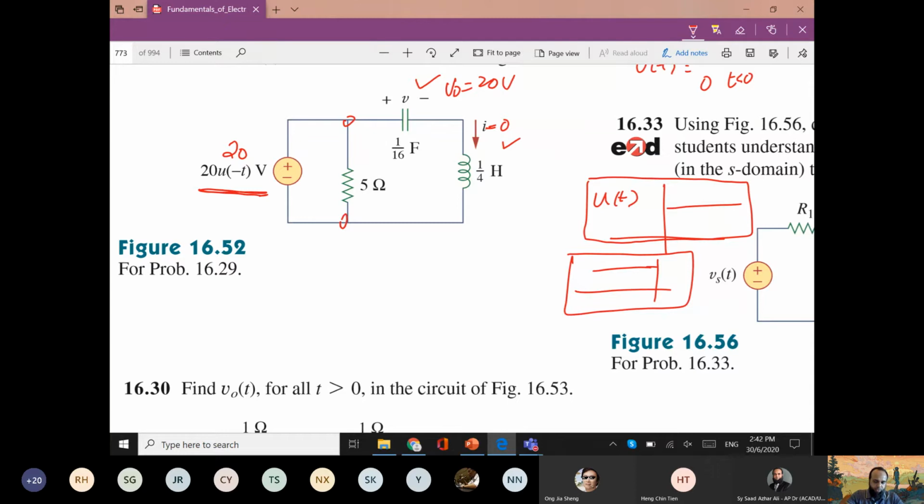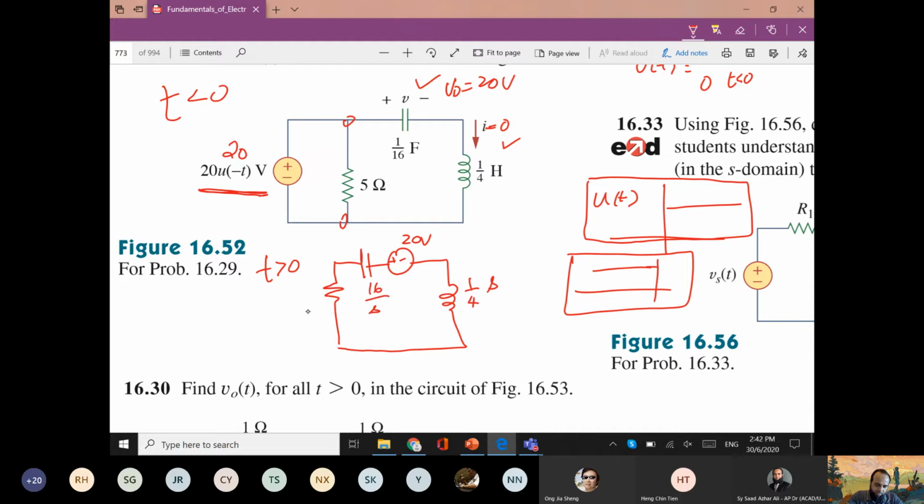So this is basically at t less than 0. When it is t greater than or equal to 0, it will be like this. There will be a plus minus 20 volt source, 1 upon 4s, 16 upon s, and this will be 5. I think now it's just history that you apply mesh analysis.